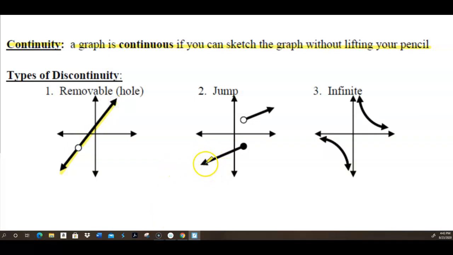Graph number 2 is called a jump. So you are going along and then you jump up to this other piece. Notice graph number 2 is still a function. It still passes the vertical line test. When I draw a vertical line right here, you can see that this is included and this is not. So it still passes the vertical line test. And graph number 3 is considered infinite discontinuity because we have this jump here at 0 where the graph is undefined.